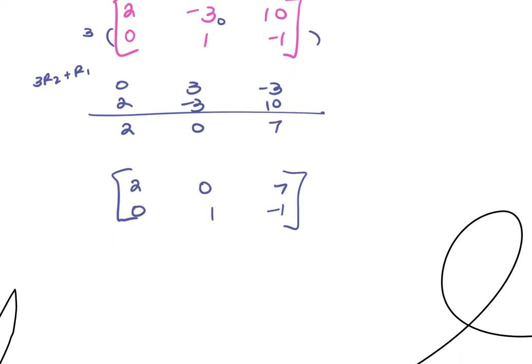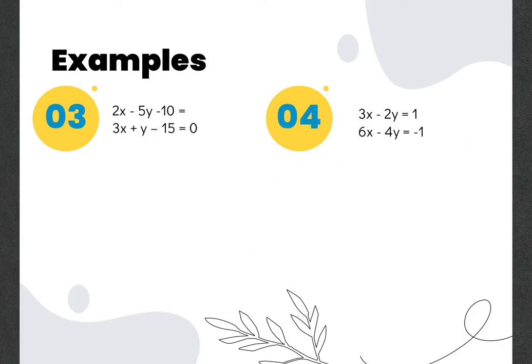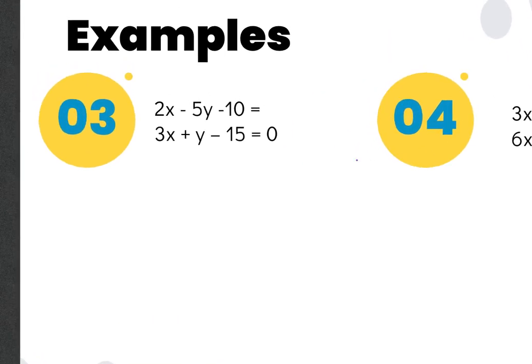I've got my zeros, but I have the 1s left to get. So after I get the 0, I get that 1 by doing what? Multiply by the reciprocal, which in this case is a half. So a half times 2 is 1, 0, 7 halves, 0, 1, -1. So my answer is 7 halves, -1. Oh, this should be equal 0. Oh, man. Equals 0. Yeah.